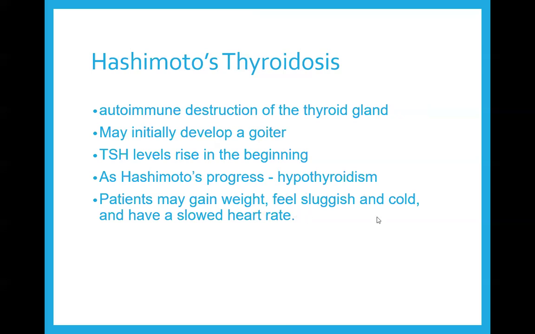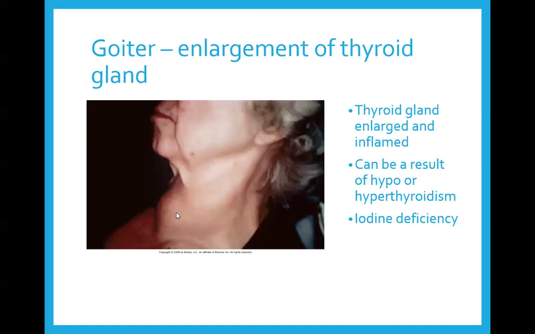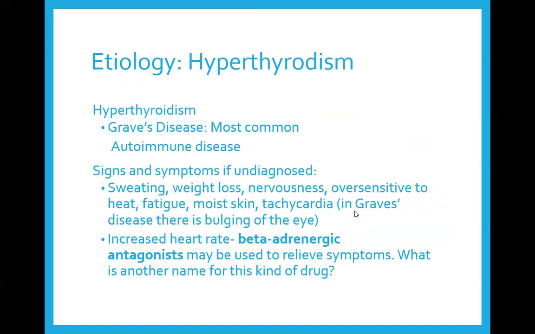Patients may gain weight, feel sluggish, cold, and have a slowed heart rate. A goiter, or an enlarged thyroid, is an inflamed or enlarged thyroid gland. It can be a result of either hypo- or hyperthyroidism, or it could be severe iodine deficiency.